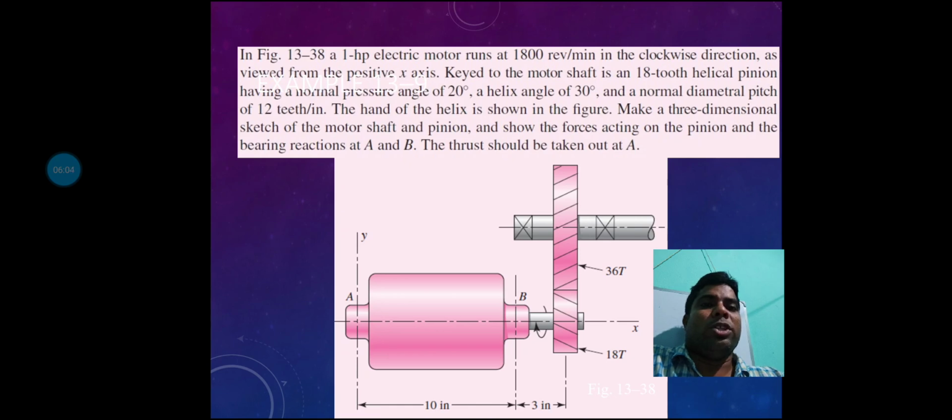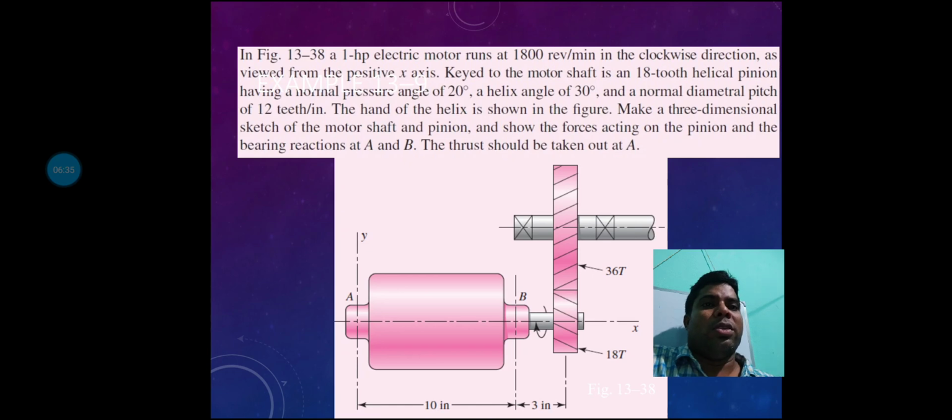Suppose a 1 HP electric motor runs at 1800 rpm in a clockwise direction as viewed from the positive x-axis and is keyed to the motor shaft, which carries an 18-tooth helical pinion having a normal pressure angle of 20 degrees, a helix angle of 30 degrees, and a normal diametral pitch of 12 per inch.